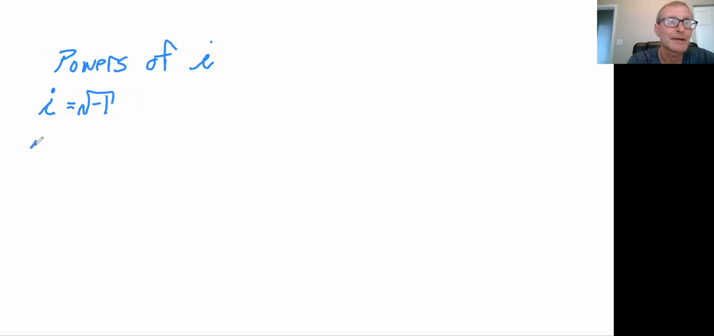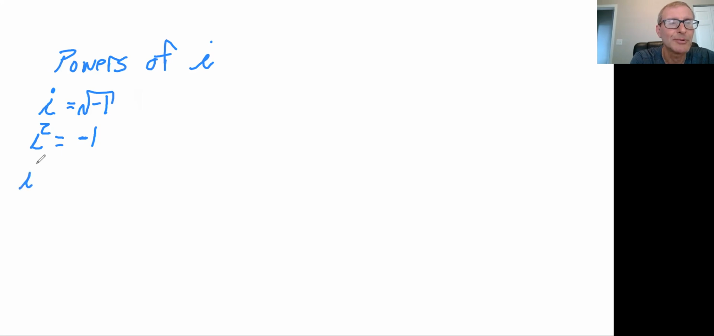So we'll call this the powers of i. And we'll start with i. And remember, i equals the square root of minus 1. That's our definition, right? And then i squared would be minus 1. And so that's what we have with regards to the definition.